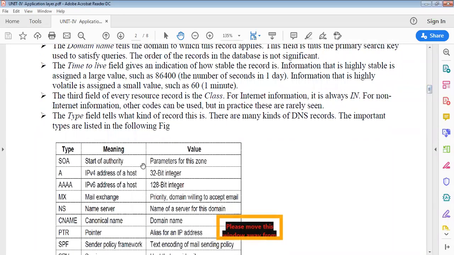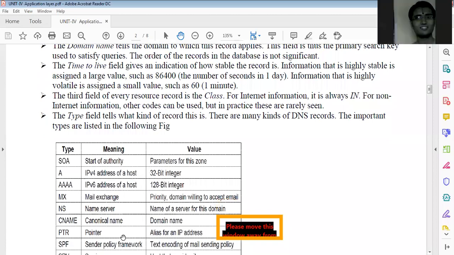So start of authority gives the parameters for this zone, and then we have the IPv4 address of a host. This SOA provides the name of the primary information about the name server's zone, and it also provides the email address of the administrator. Who is the administrator, and all this information will be provided by the start of authority. Then we have the IPv4 address of a host, that is a 32-bit integer.